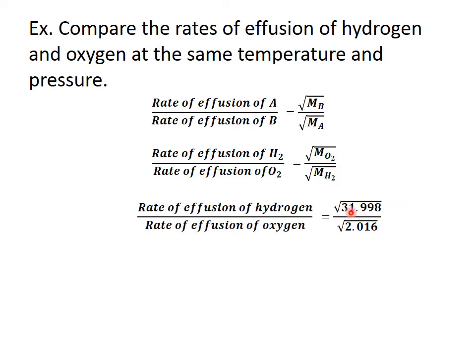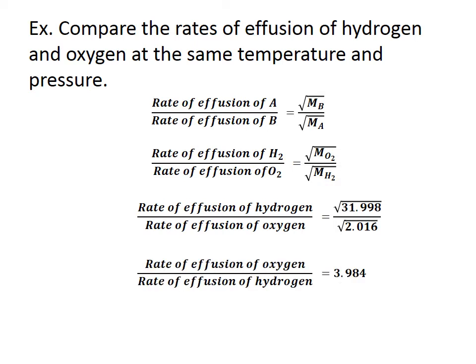Oxygen gas has a molar mass of 31.998, so that's about 15.999 times 2. Hydrogen has a molar mass of 2.016 or 1.008 times 2. So now we divide them, then find the square root, and we get a value of 3.984.